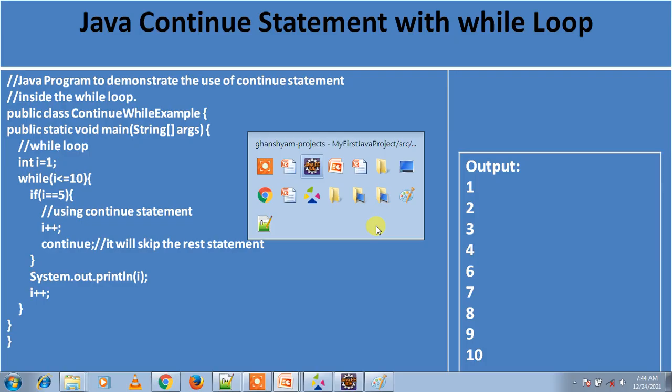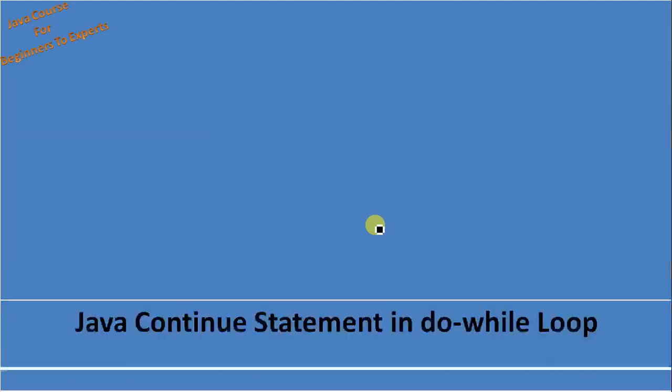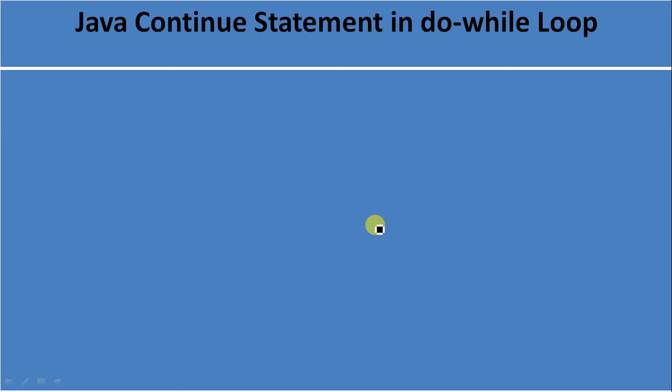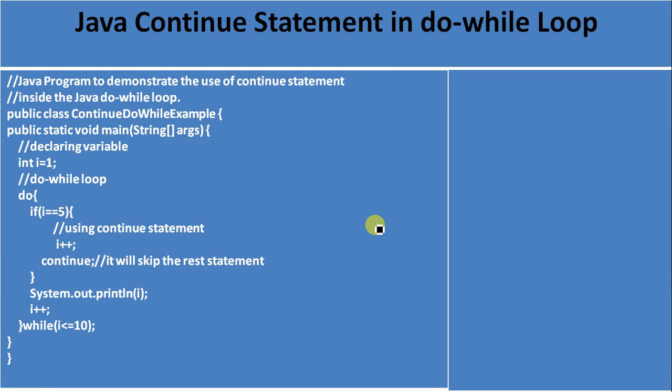Now go for the next one. How to use the continue statement in a do while loop. It is similar to how we use it in a while loop, we just put the continue statement in the do block. So here I am doing just an initialization of variable i, a do block, and within the do I am putting the if condition, if i equal to 5 and i++, then continue, then System.out.println printing the value of i, and then i++ and the while loop.